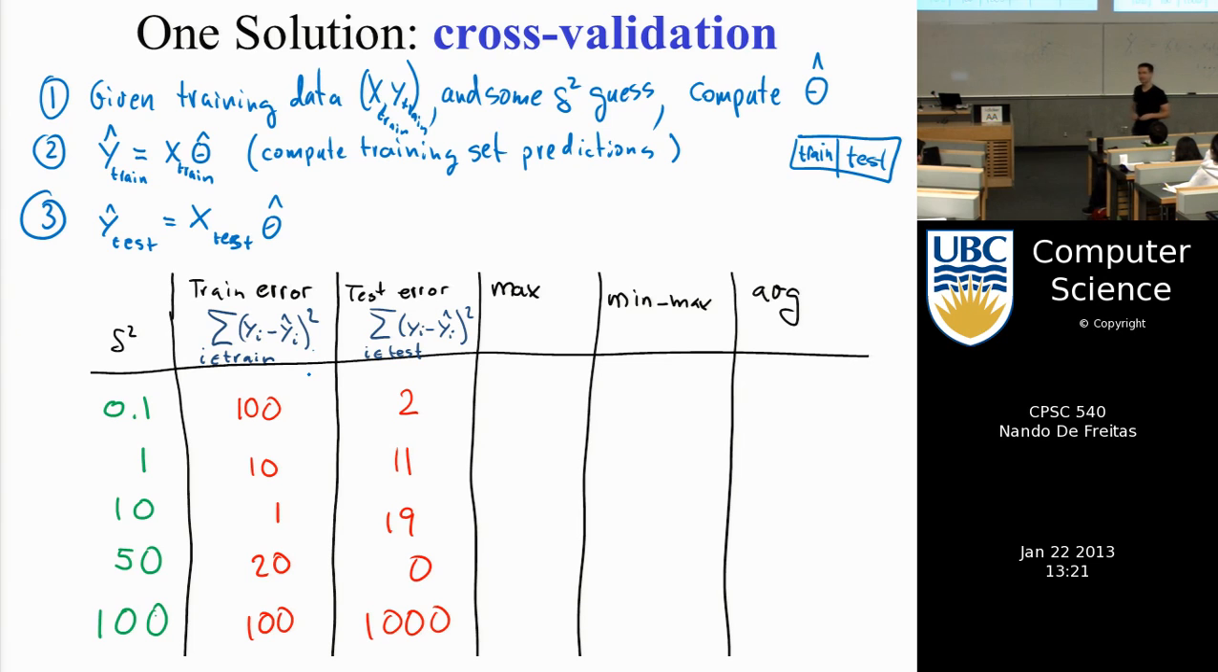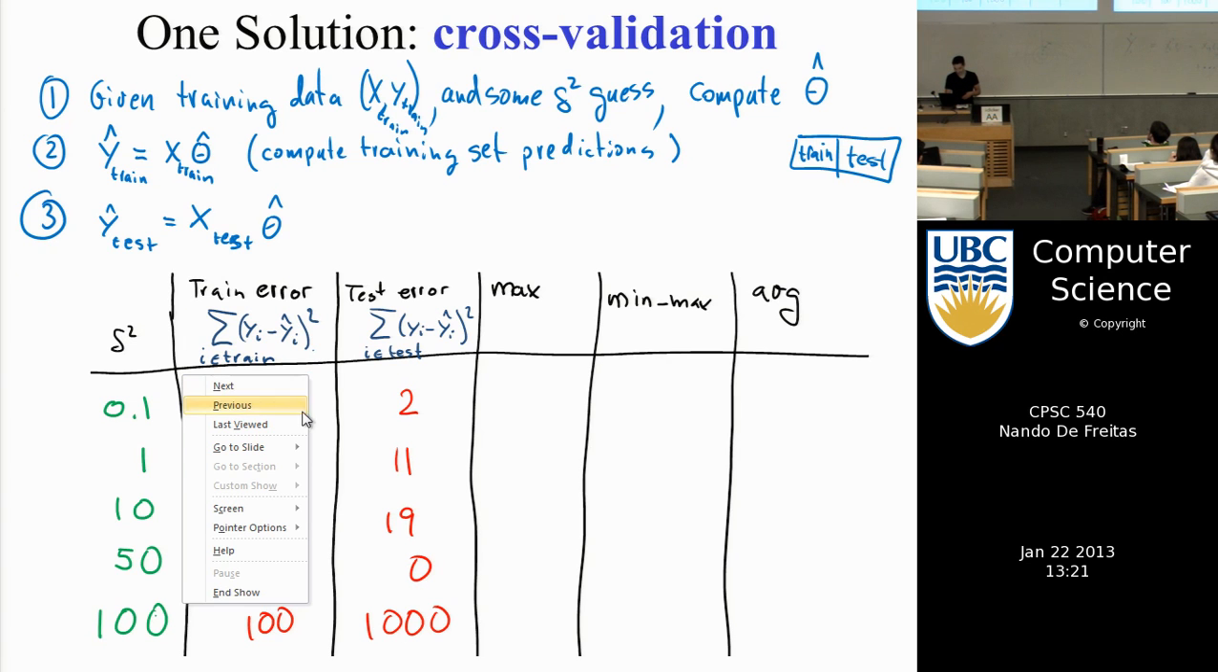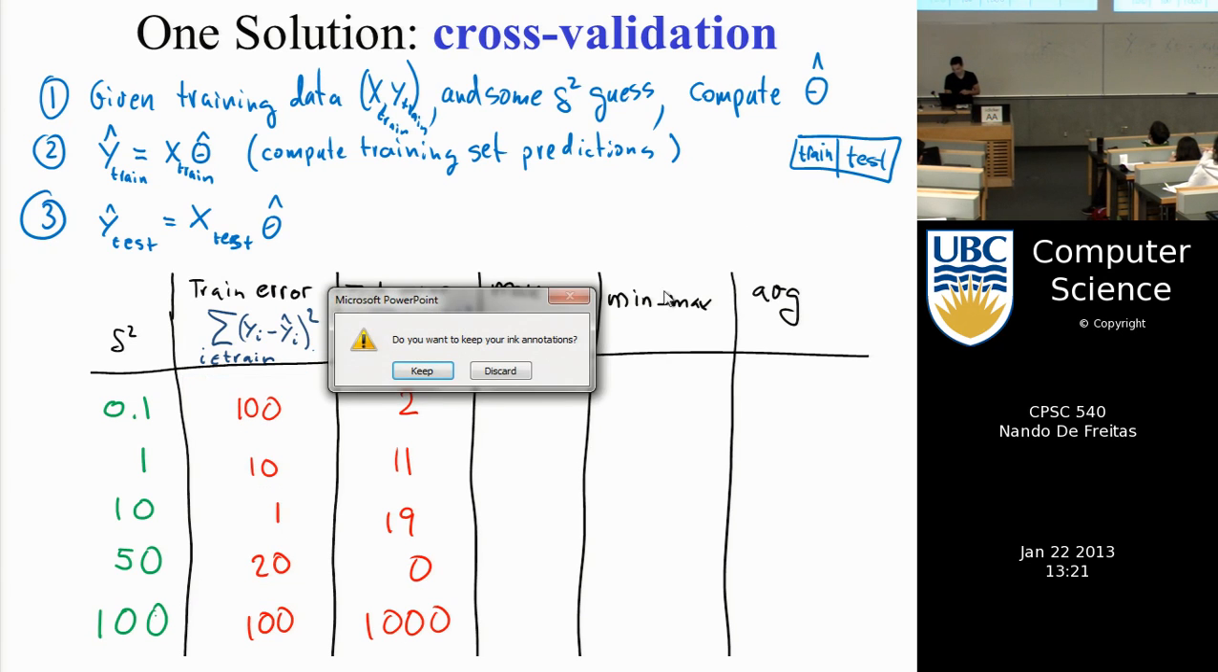Go ahead. Just a question: why is the train error not increasing while you increase the delta? Good question. I just guessed these red numbers from my head, and I picked them purposely to make them interesting for the remaining discussion. But that's a very good point.